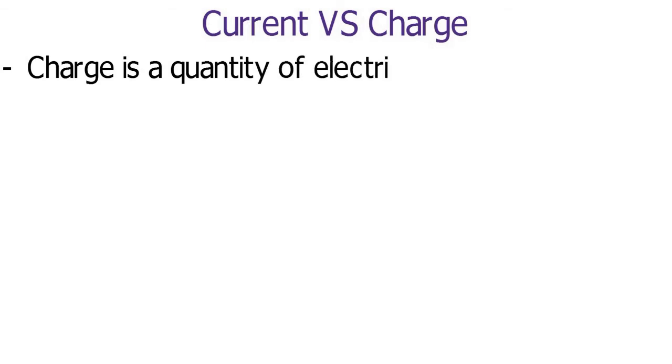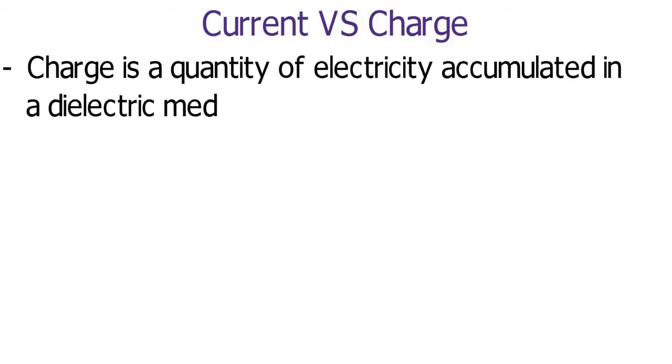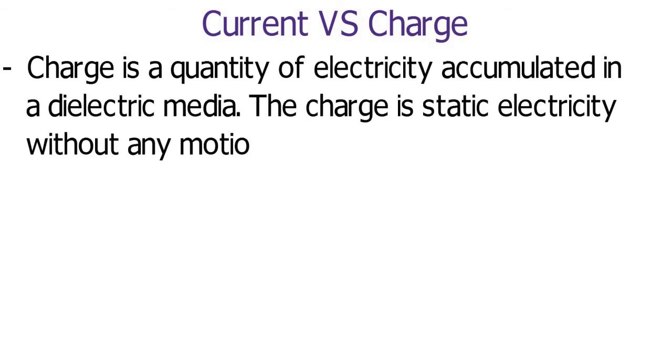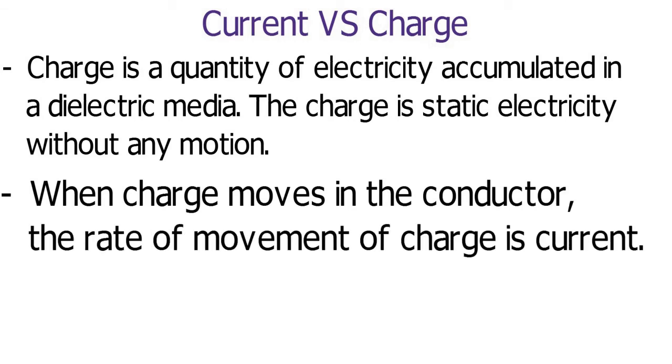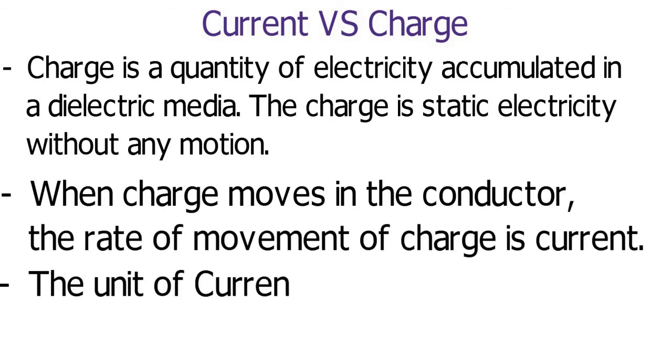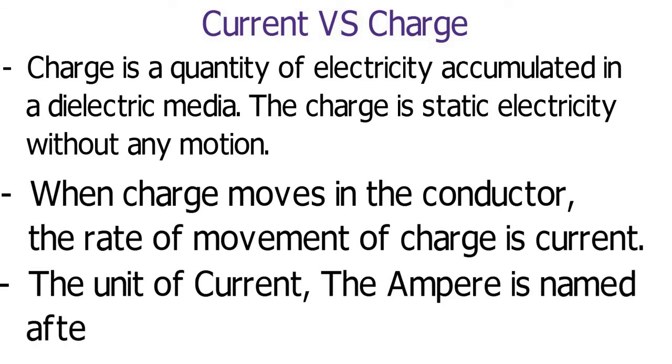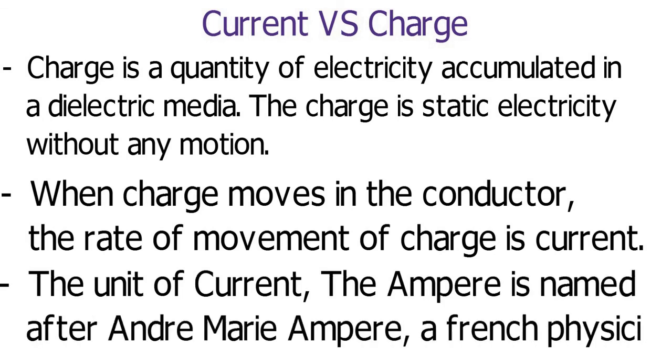Let's see how current is different from charge. Charge is a quantity of electricity accumulated in a dielectric media. The charge is static electricity without any motion. When charge moves in a conductor, the rate of movement of charge is current. The unit of current, the ampere, is named after André-Marie Ampère, a French physicist.